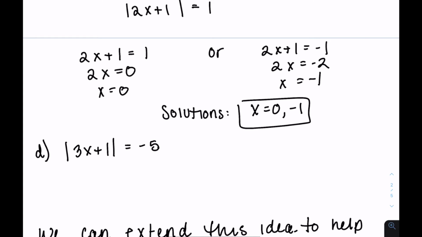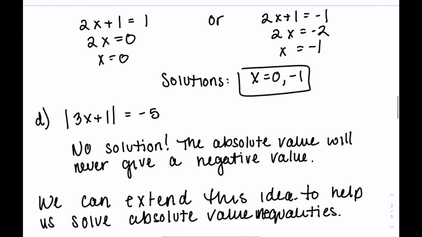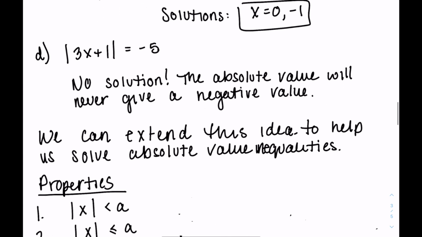I actually don't need to do anything at all here. There is no possible way the absolute value will equal something negative. So really, there's just no solution to this. You don't have to do any work. There's no value of x that will satisfy this because the absolute value will never give you a negative value. Okay? So always be careful. Just take a quick look at the first problem. If you can immediately tell there's no solution, use that to your advantage.